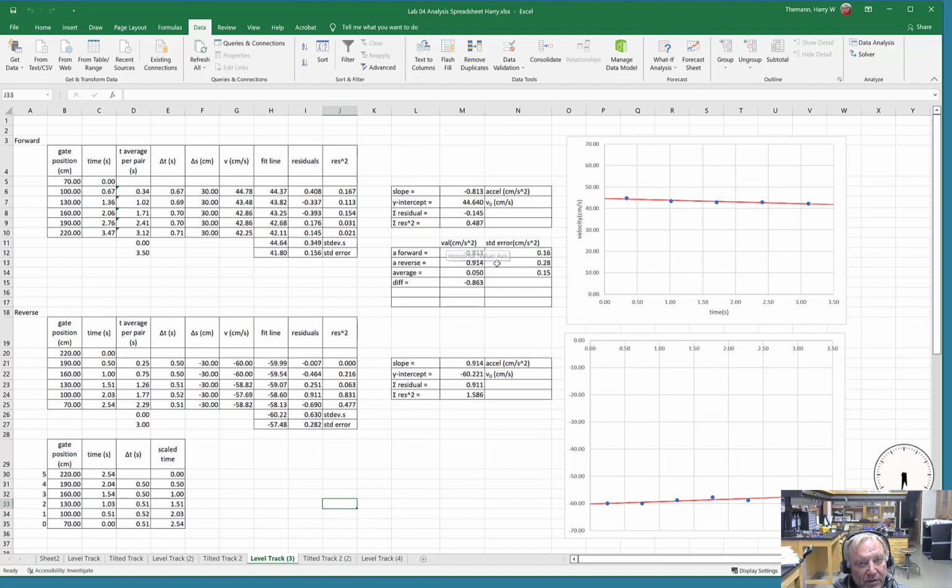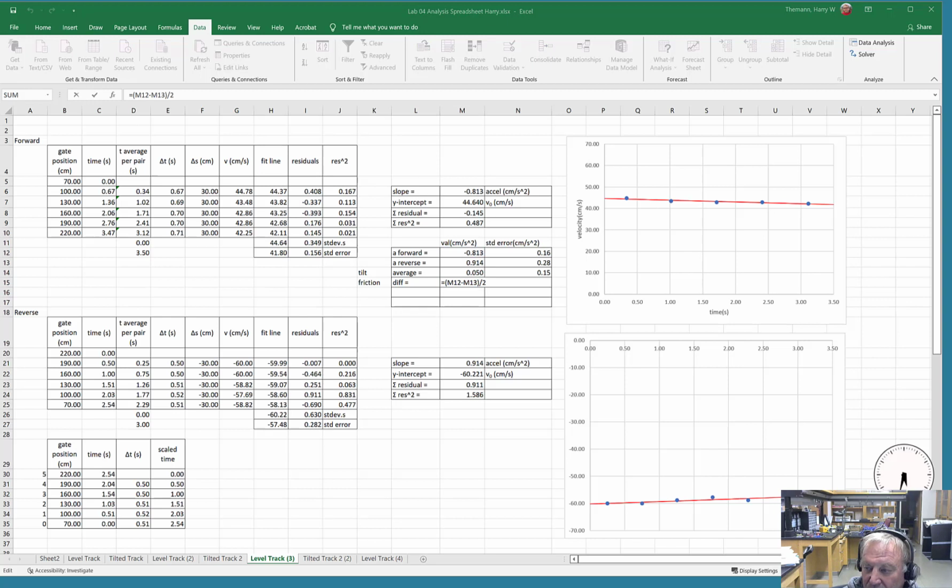So we determined that, let's see, this is the tilt, this is the friction, and let's make sure I got this right. Oops, I got a toolbar you can't see. Yes, that's divided by 2. Okay. All right. So there's a significant amount of friction.